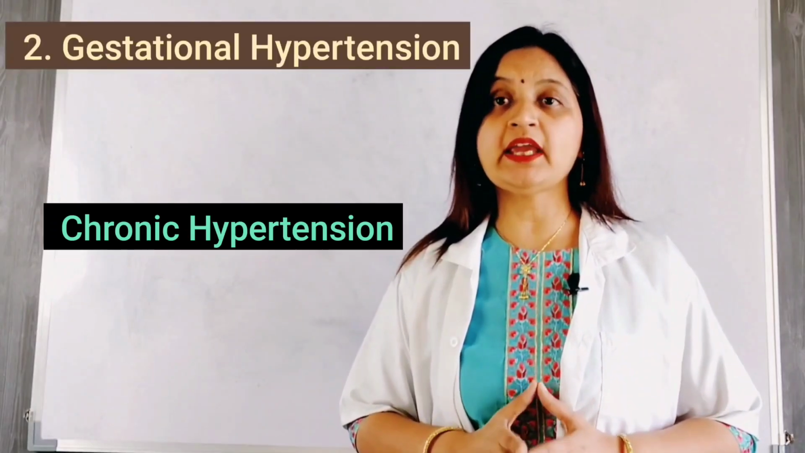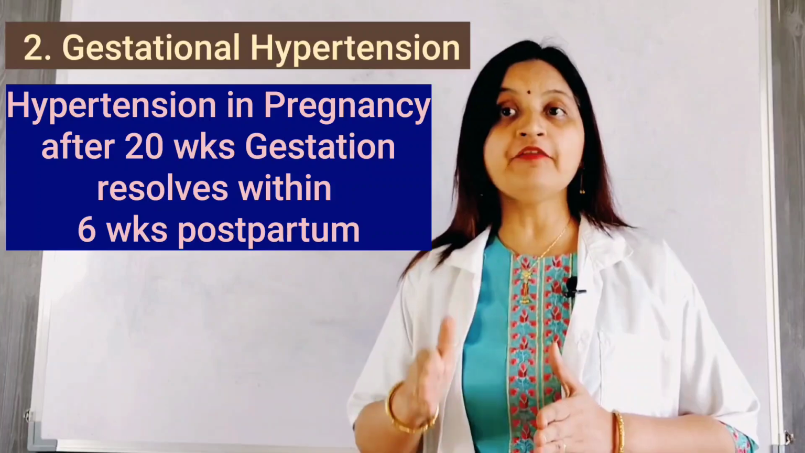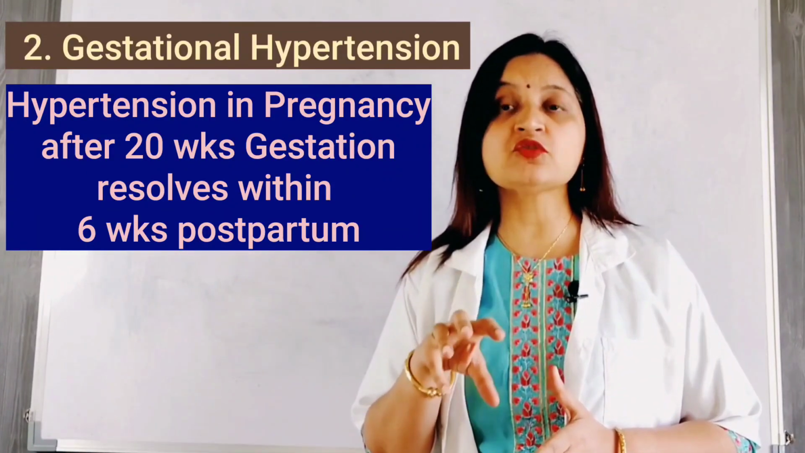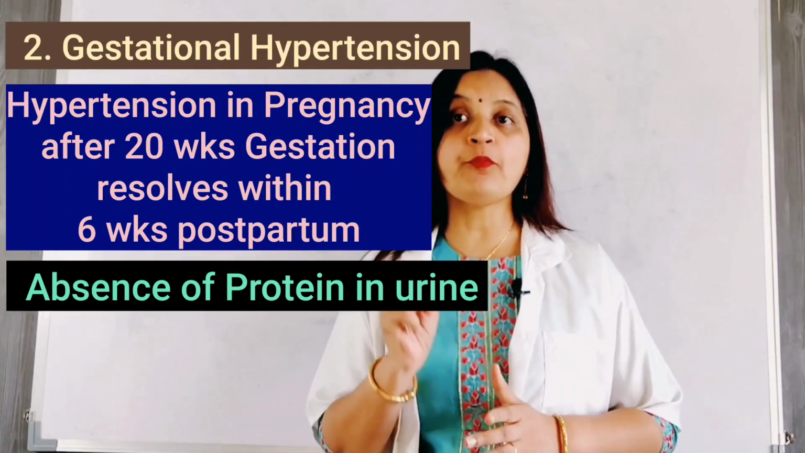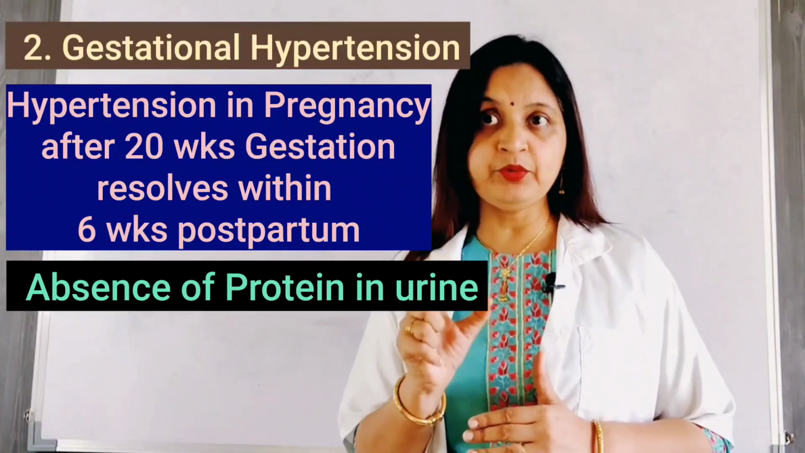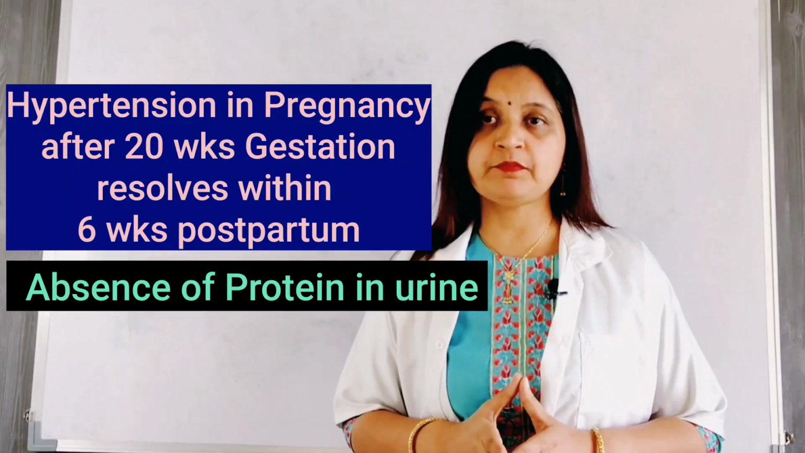The second category is gestational hypertension, where hypertension develops after 20 weeks of gestation and resolves within 6 weeks postpartum. To be noted, there is absence of protein in urine and the blood pressure is elevated for a temporary period and resolves on its own within 6 weeks of postpartum.